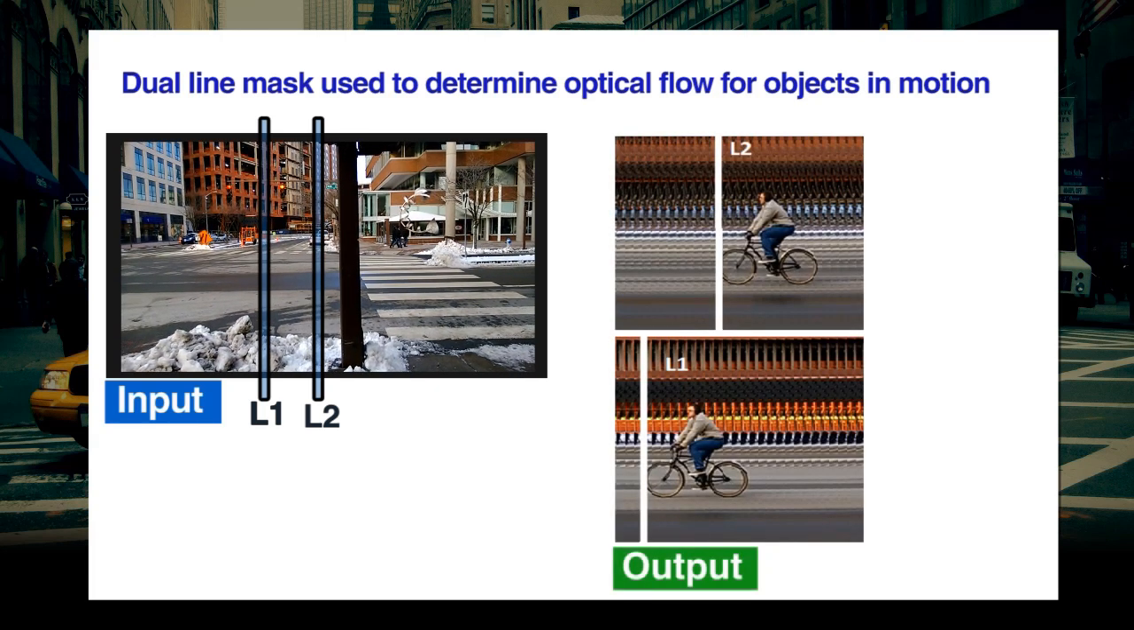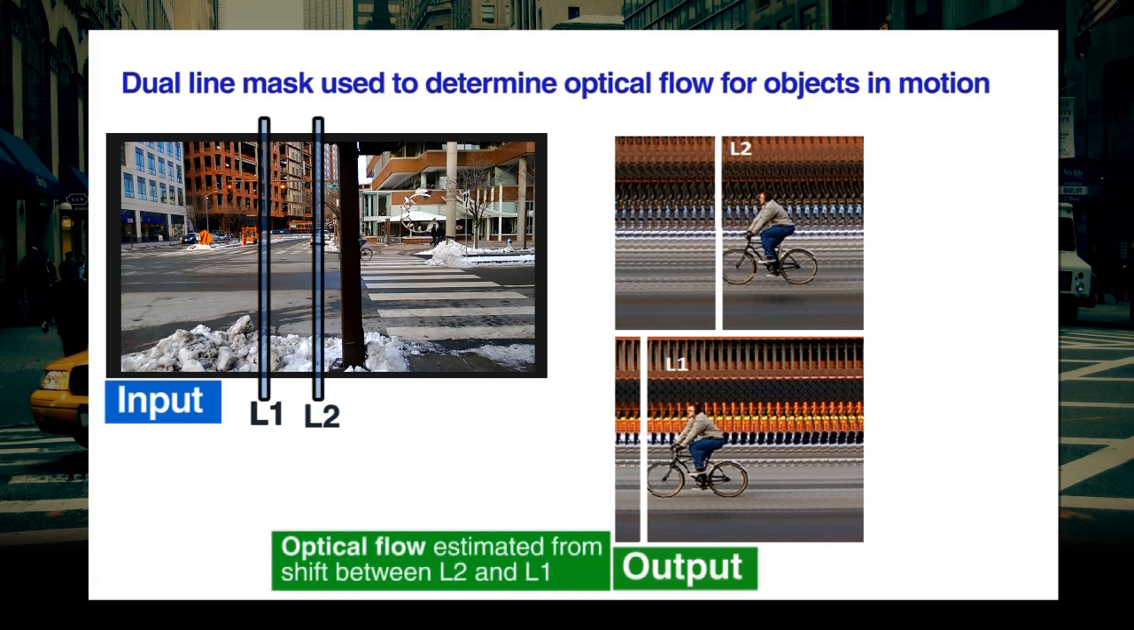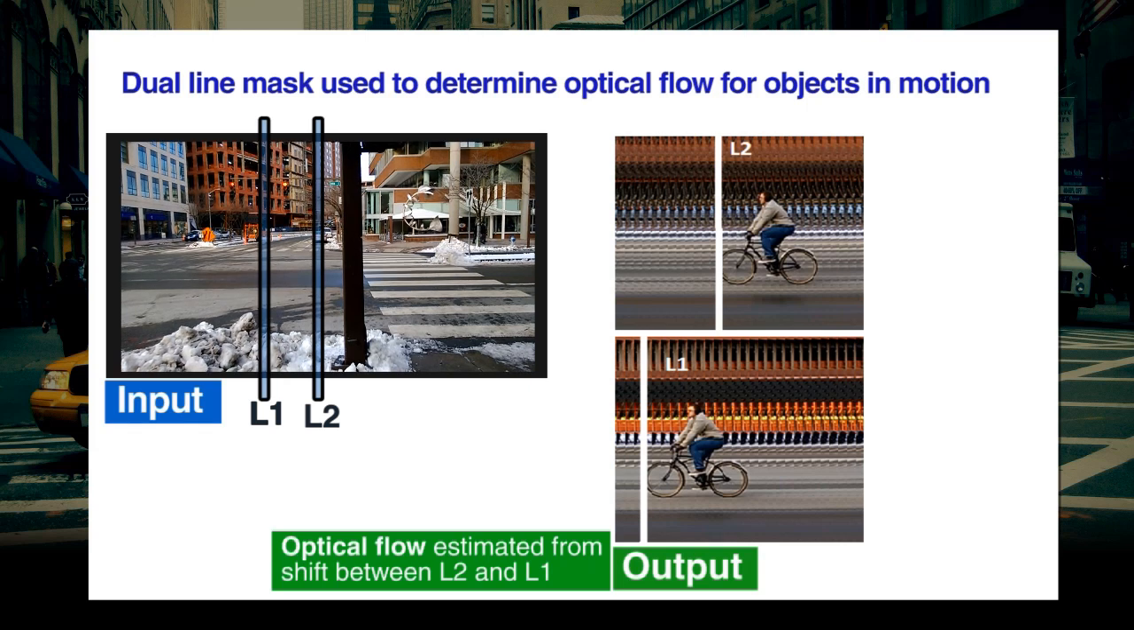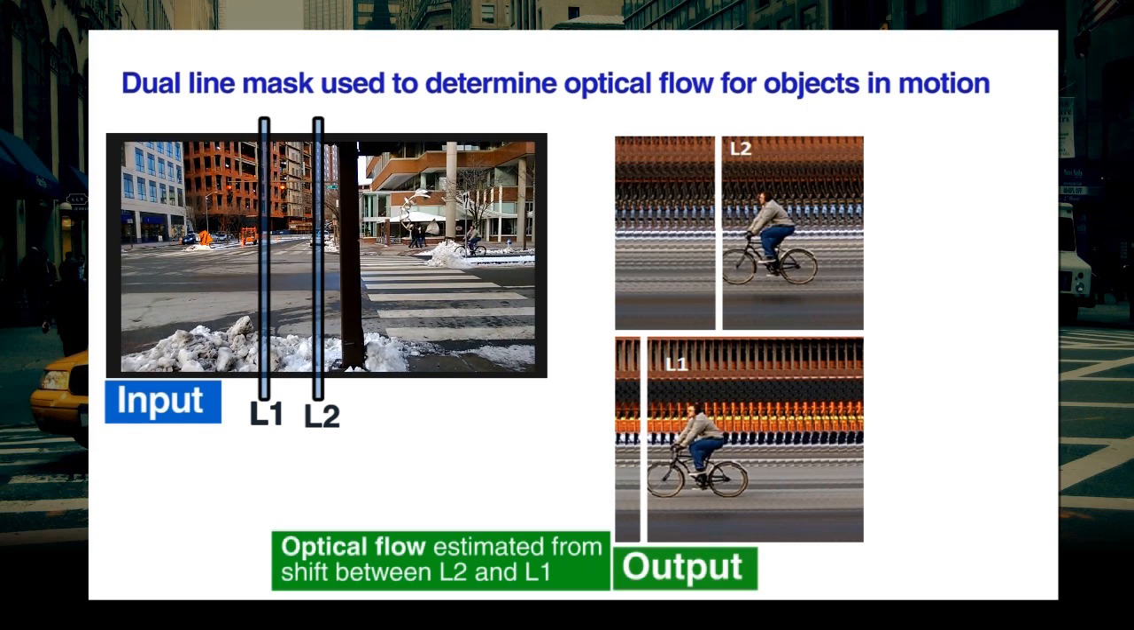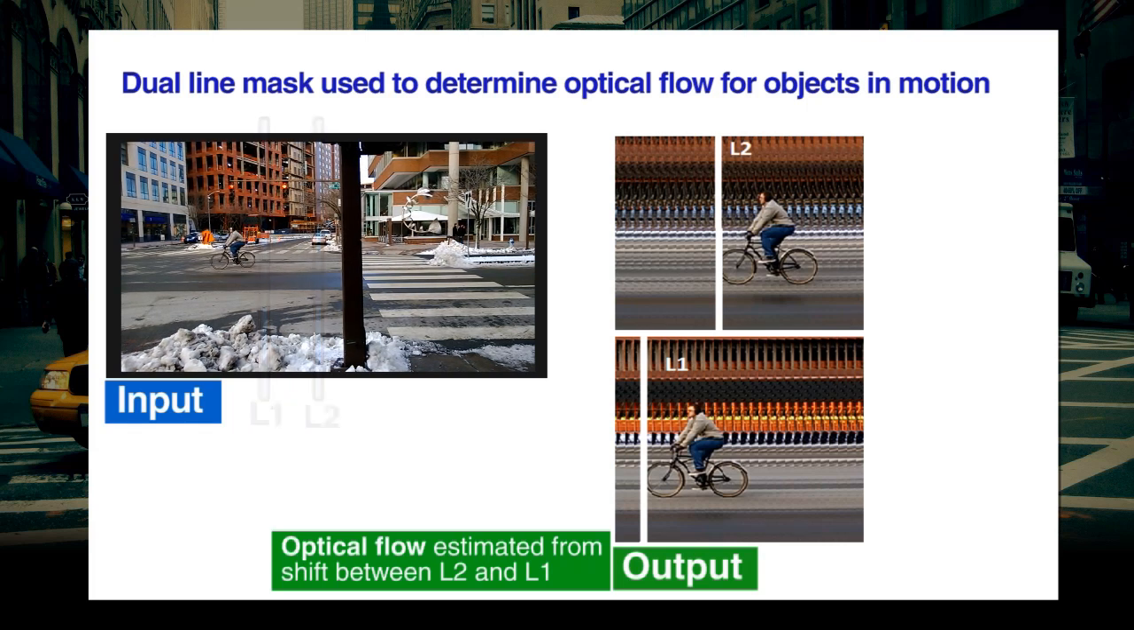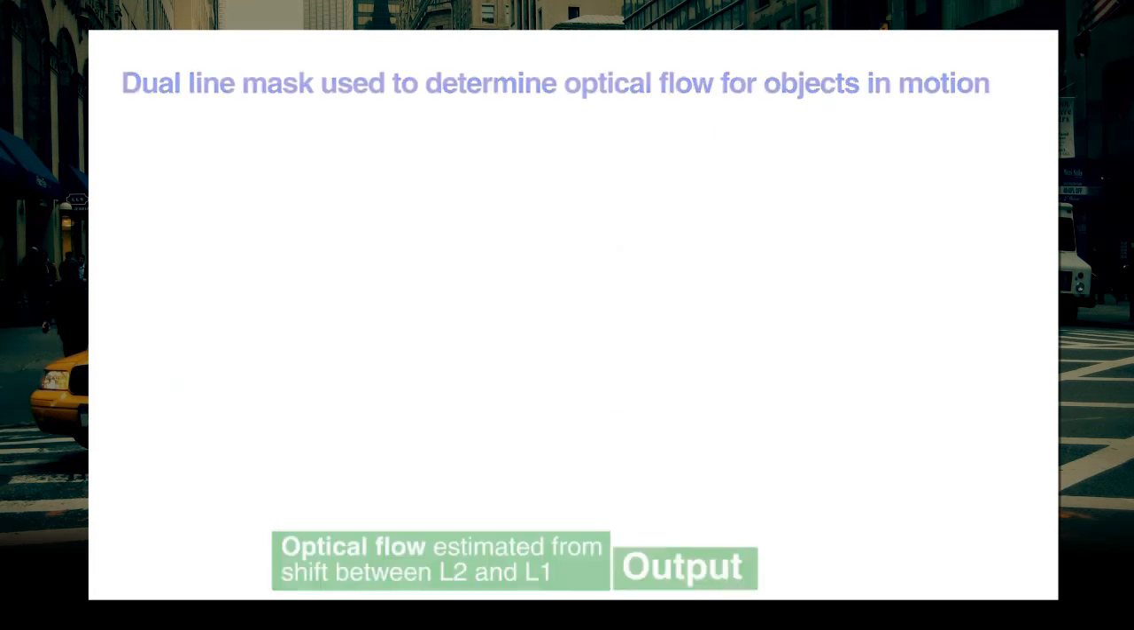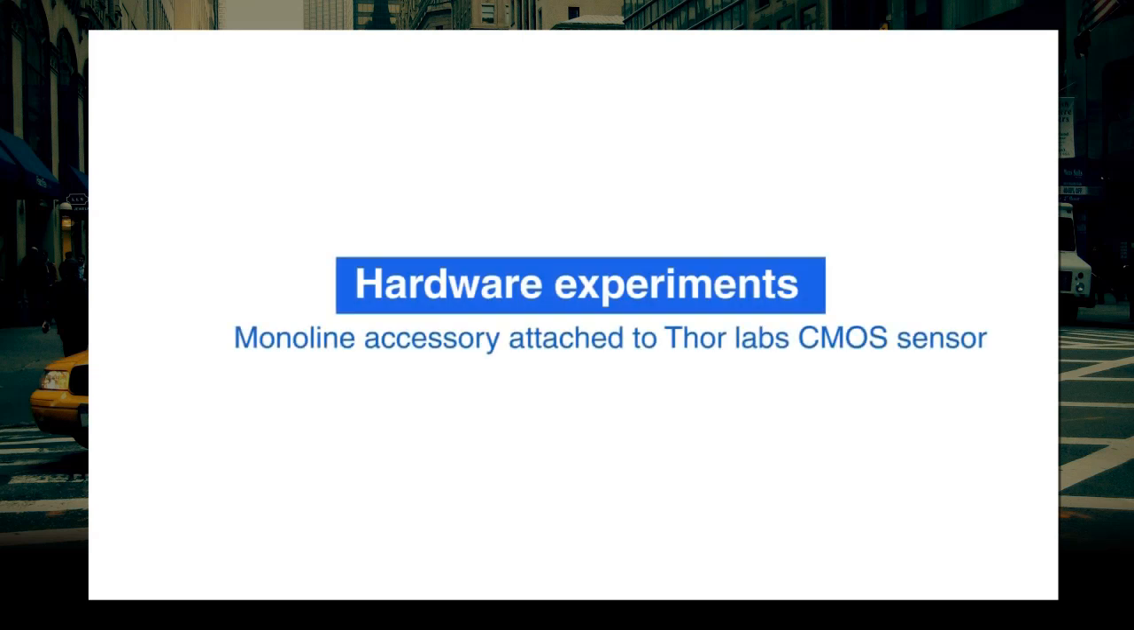So, the position of the cyclist will be different for each of the outputs obtained on L1 and L2. This difference denotes the time taken for the cyclist to move from one line to another, from which we can determine the optical flow for the cyclist in motion. Our hardware experiments were done with monoline camera accessory attached to Thorlab's CMOS sensor.